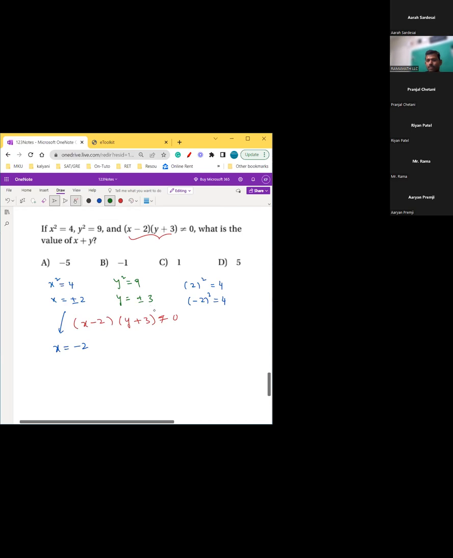Now on the y, if I put a negative 3, that becomes 0. So y has to be a positive 3. It can't be a negative 3. So those are your two answers. Now you need to find out what's x plus y. So x plus y means negative 2 plus 3, that's a positive 1. Good. So that's how you decide what values you are going to take, because that condition is given to you. That really holds a key value in it. Okay, good to go.